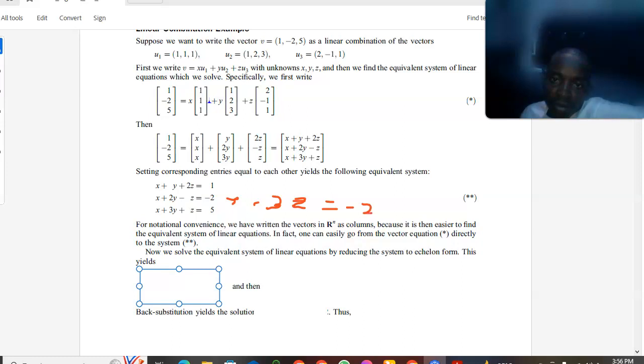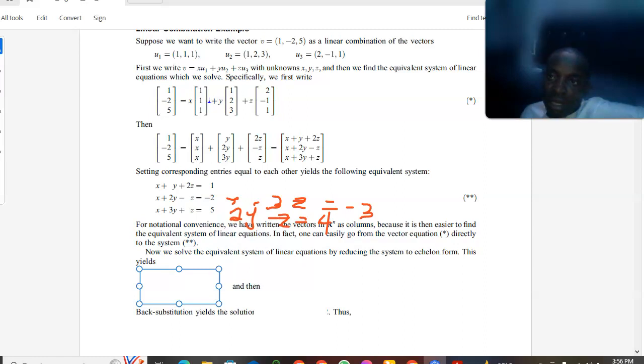So we're going to do the same thing for the third one. This minus this will be 0, 3y minus y will be 2y. So I'm going to have 2y here, and then z minus 2z, we're going to have minus z, equals 5 minus 1, which is 4. So that's what we are going to have.